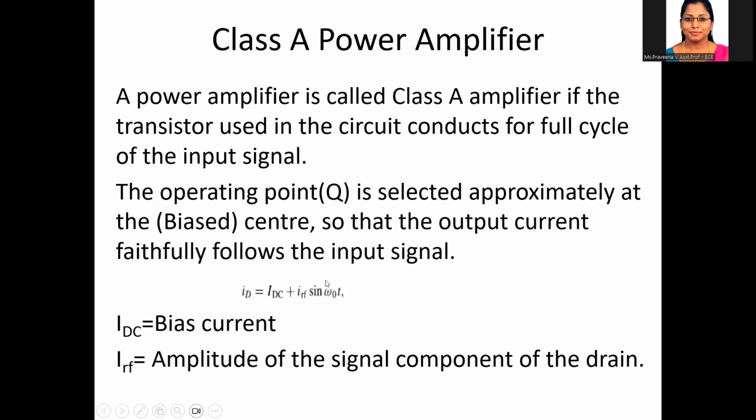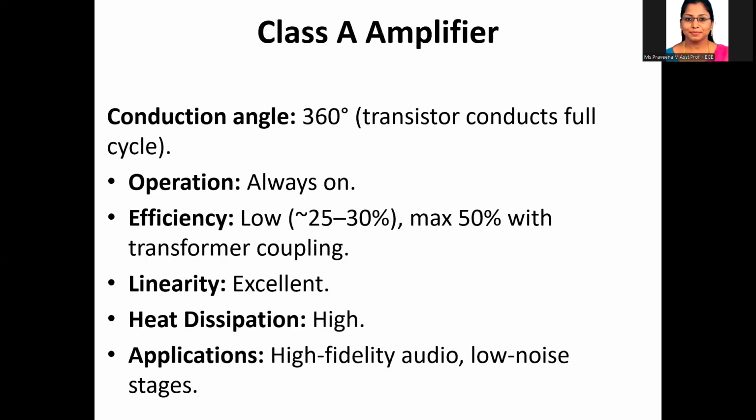IRF is the signal current. It represents the amplitude of the AC signal component of the drain current. It varies according to the input signal and produces an amplified output signal. IDC is the bias current and IRF is the amplitude of the signal component of the drain current. Here, the transistor conducts for 360 degrees of the input signal.